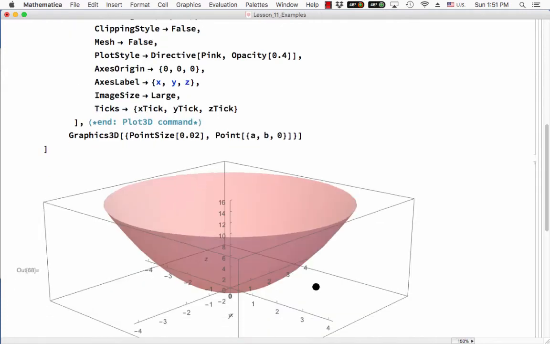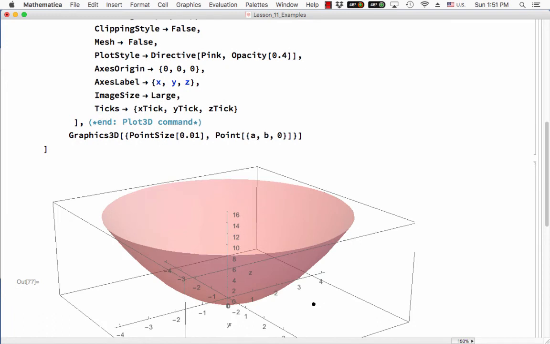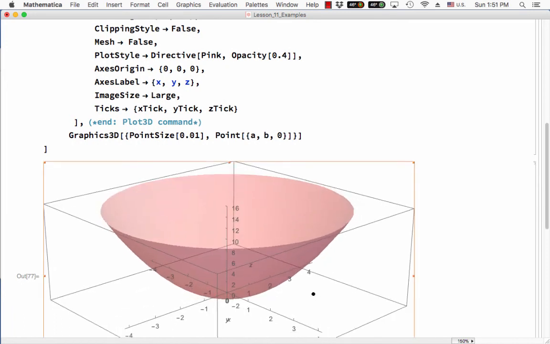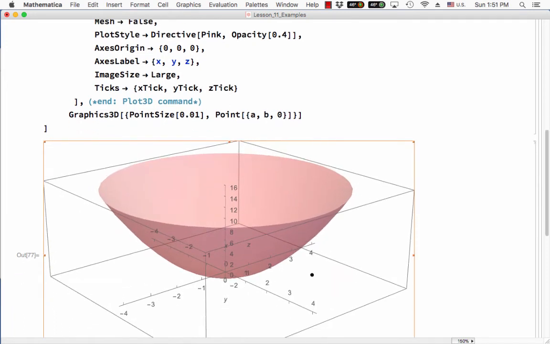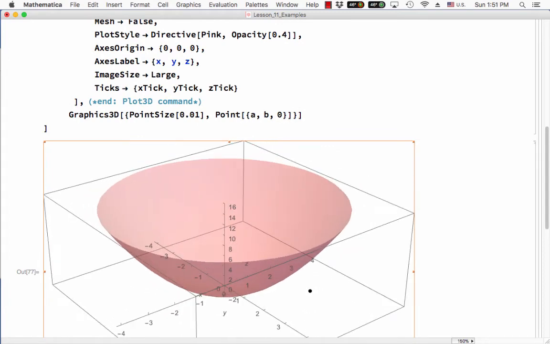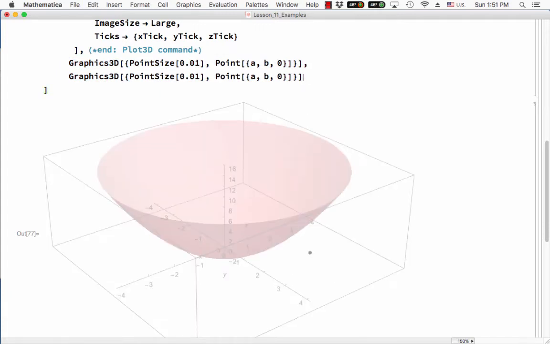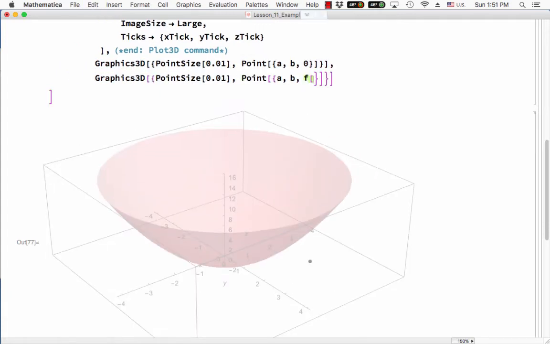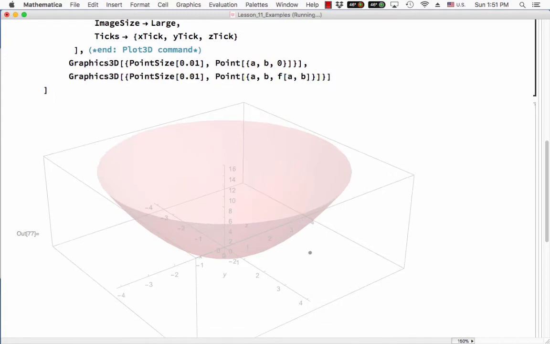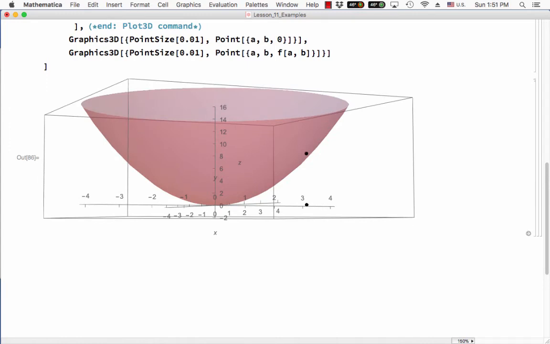Okay. So notice that maybe that's a little too big. This point is the point at which we're going to expand. So we actually need to project this point onto the surface, right? So this is a three-dimensional visual of the two-dimensional input point AB. To project it onto the surface, what we would do is evaluate F at AB. Okay, so there's our point around which we're going to expand.